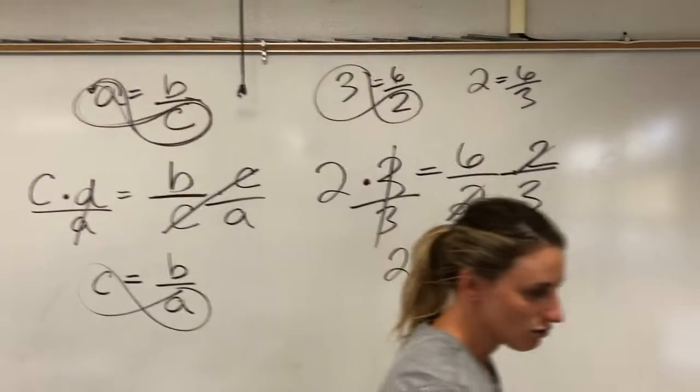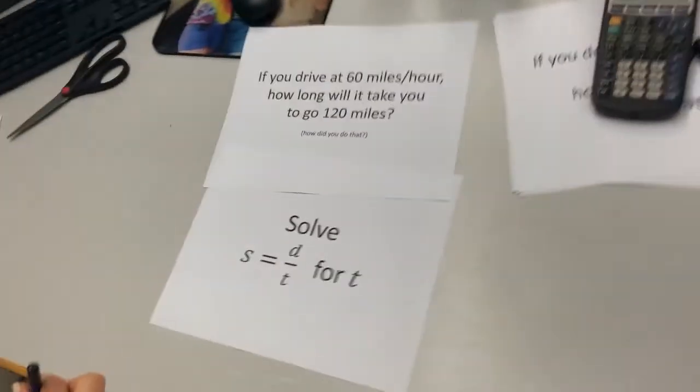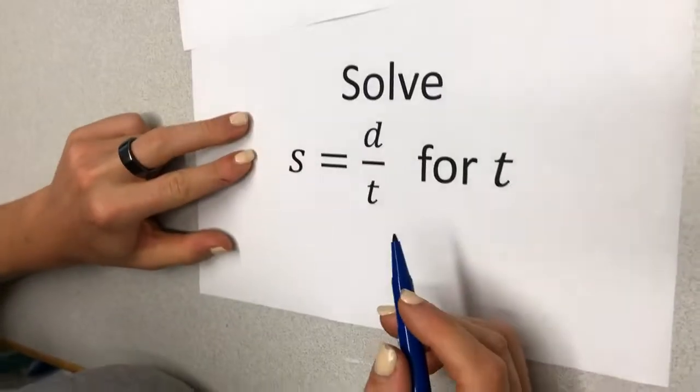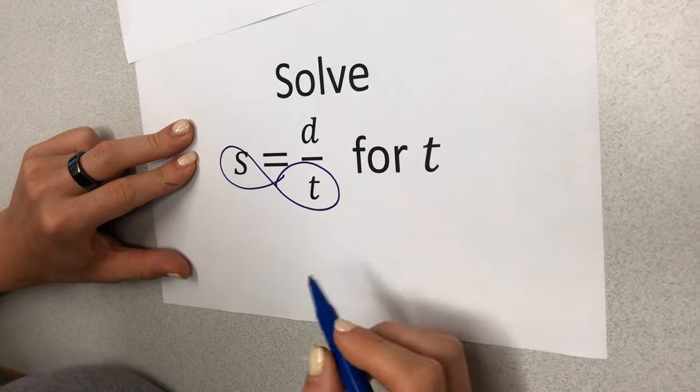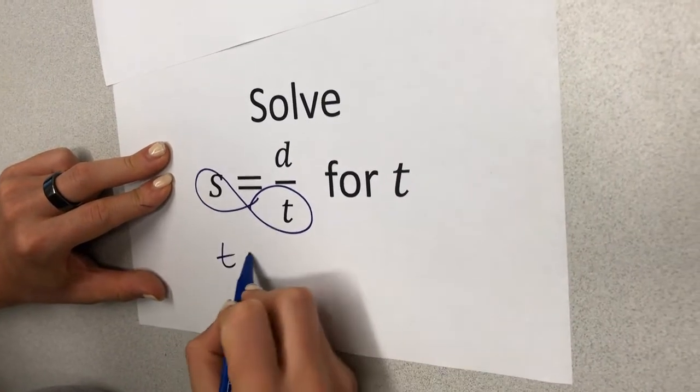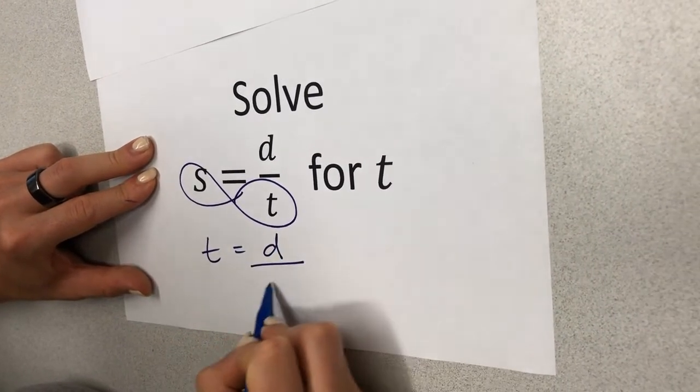So we come back over here. We take what we learned, the easy flip, as Boykin calls it, the Boykin flip. We're just going to flip these two letters. So we're going to put T equals D over S. That's how we solve for T.